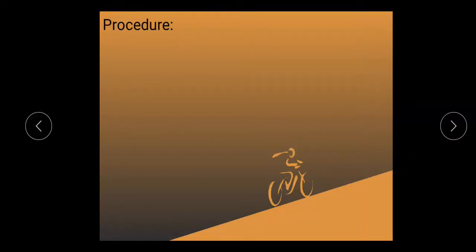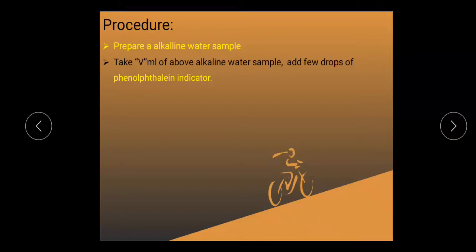Then what is the procedure adopted for determination of alkalinity of water? Simple procedure. Prepare an alkaline water sample. An alkaline water sample means taking a hydroxide ion containing compound, a carbonate ion containing compound and a bicarbonate ion containing compound. That makes the alkaline solution. After preparing the alkaline solution, take some quantity, say V ml of alkaline water sample.